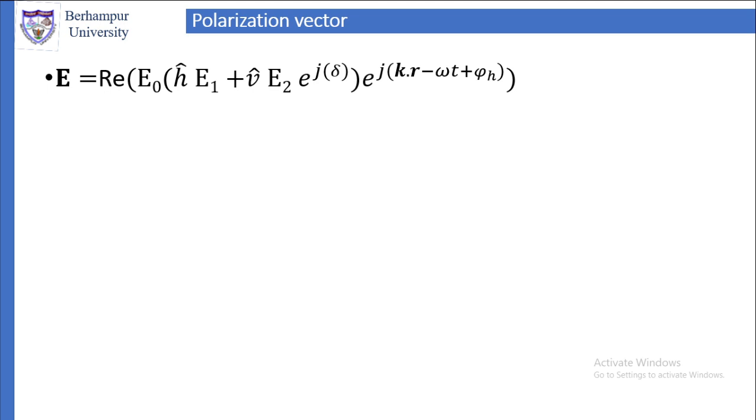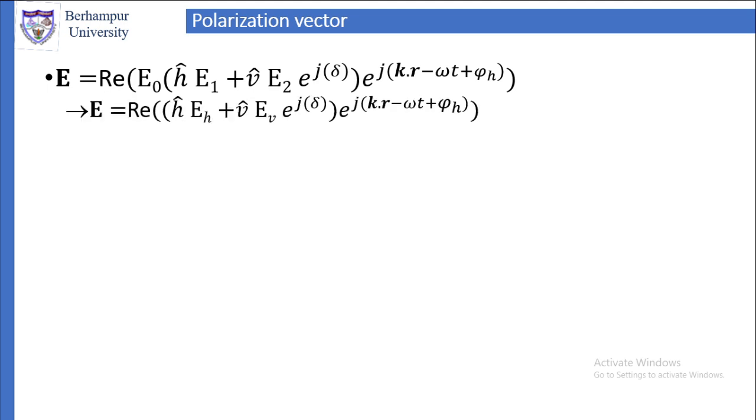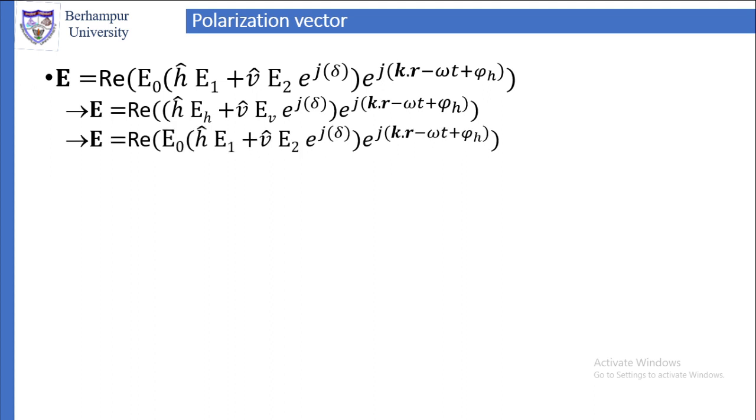the real part of (H cap E1 plus V cap E2) into e to the power j delta, into the whole exponential j (K dot R minus omega T plus VH). So that is how we can write E, which implies that E is equal to the real part of (H cap EH plus V cap EV) e to the power j delta into e to the power j (K dot R minus omega T plus VH).